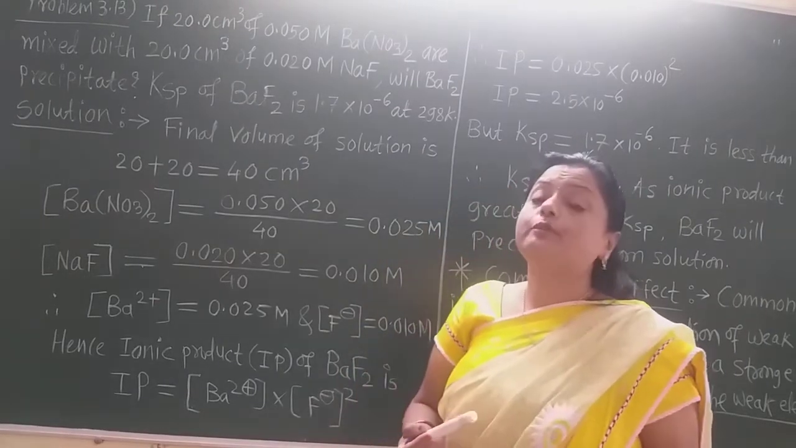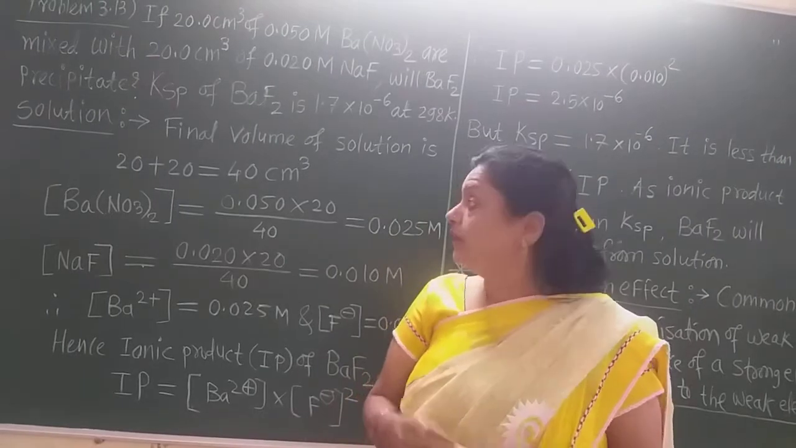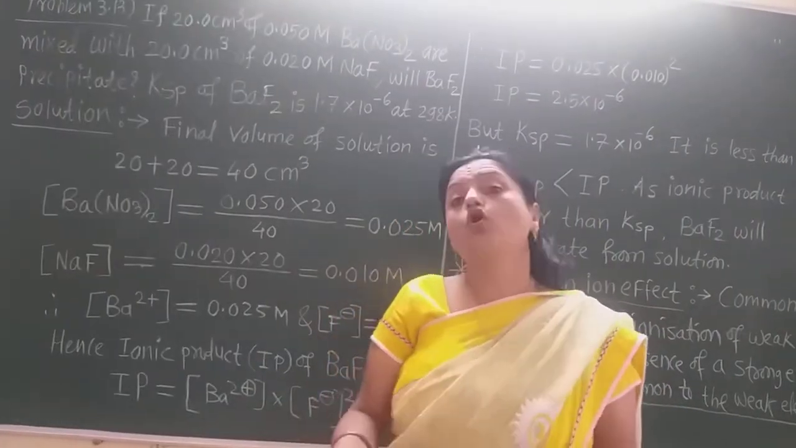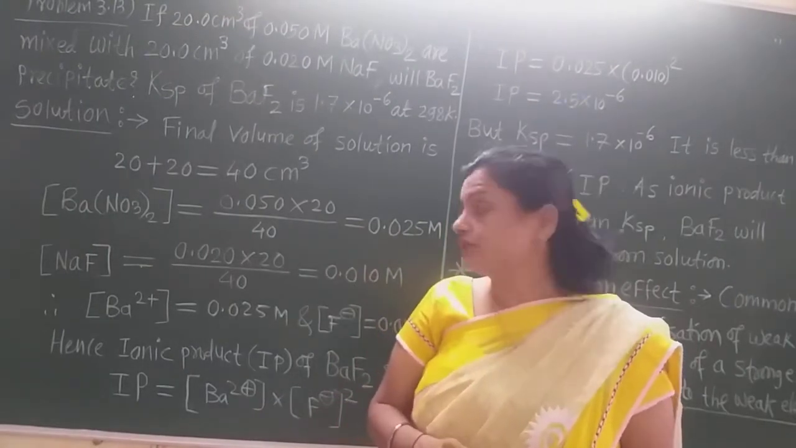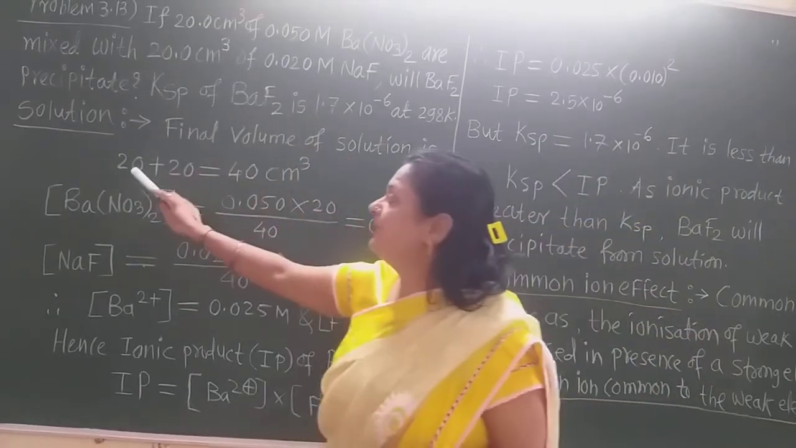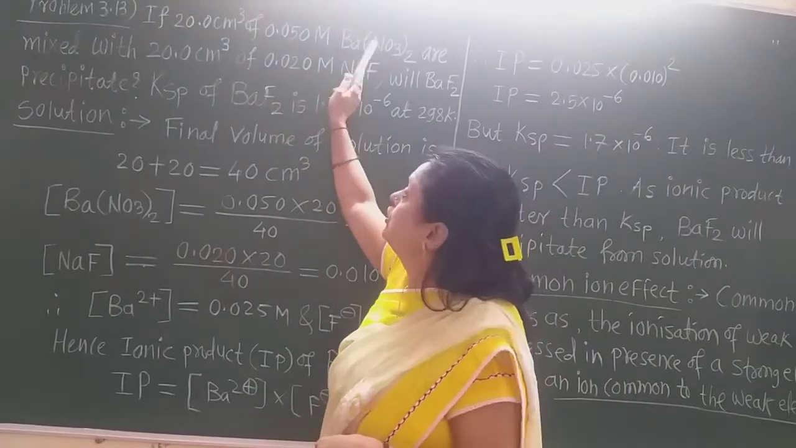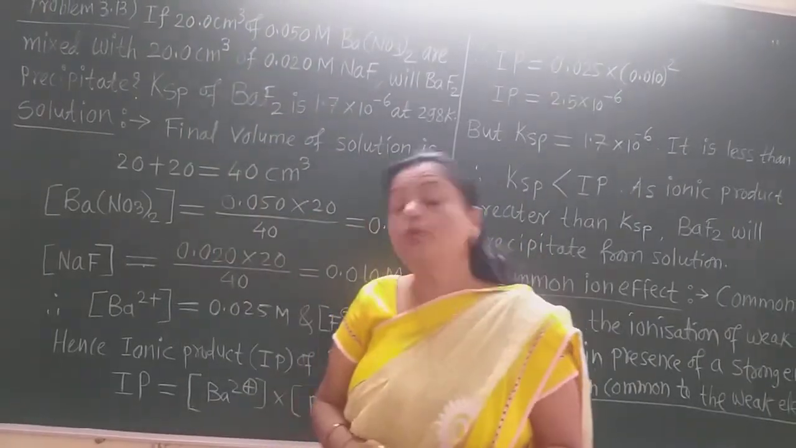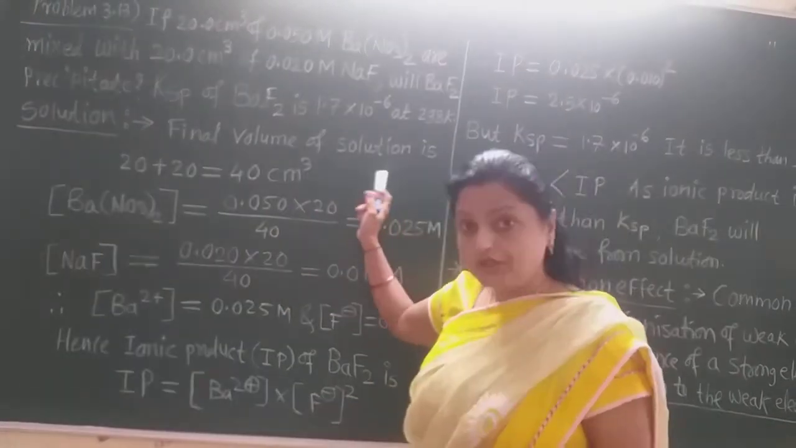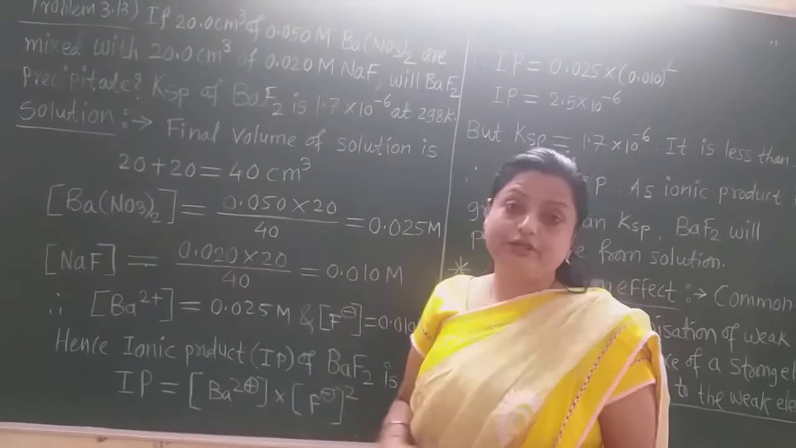The formula of ionic product is the same as that of the solubility product, but as there are two different solutions, when they mix together their volume gets doubled. So the final volume of solution is 20 plus 20, that is equal to 40 centimeter cube. Why 20 plus 20? Because both solutions have the volume 20 centimeter cube. So the final volume after mixing these two solutions is 40 centimeter cube.